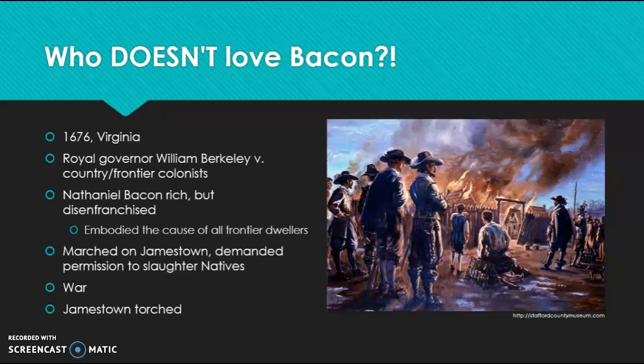He takes hold of this unhappy population of people on the frontier. And these people are unhappy because they feel they're not getting protection that, you know, people in the city and in the towns are getting from the native people. So they're claiming that they're being raided and they're living this dangerous life, and nobody's coming to help them. So he embodies this upset among the frontier people and asks permission to go out and raid native settlements.